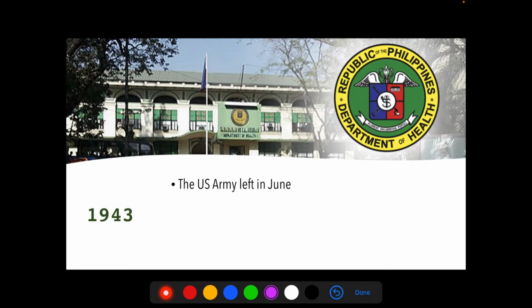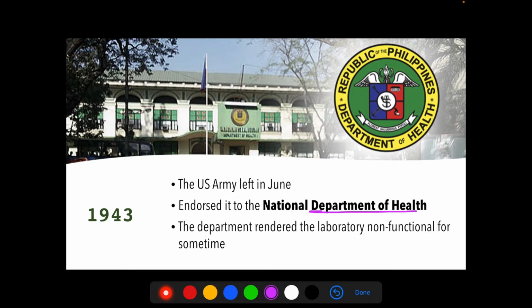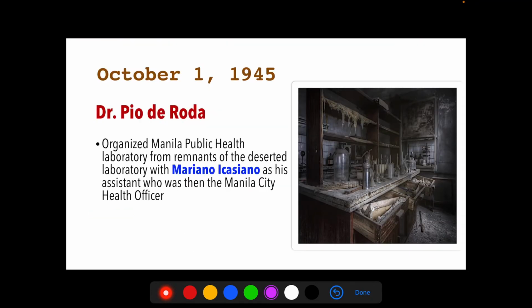And in June 1943, the U.S. Army left the country. So what they did is they endorsed the medical technology practice and also the laboratory to the Department of Health. However, during that time, the Department of Health rendered the laboratory non-functional. However, 2 years after, specifically on October 1, 1945, there was this person, Dr. Pio de Roda. Dr. Pio de Roda was one of the staff of the clinical laboratory during that time. He organized the Manila Public Health Laboratory from the remnants of the deserted laboratory when the U.S.